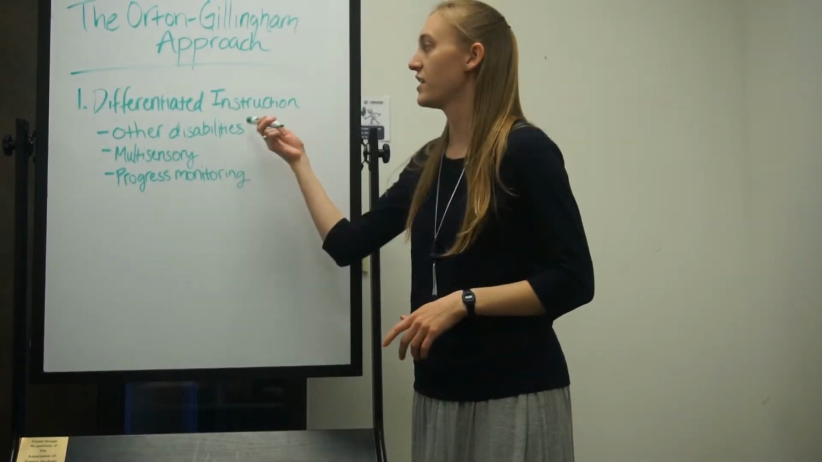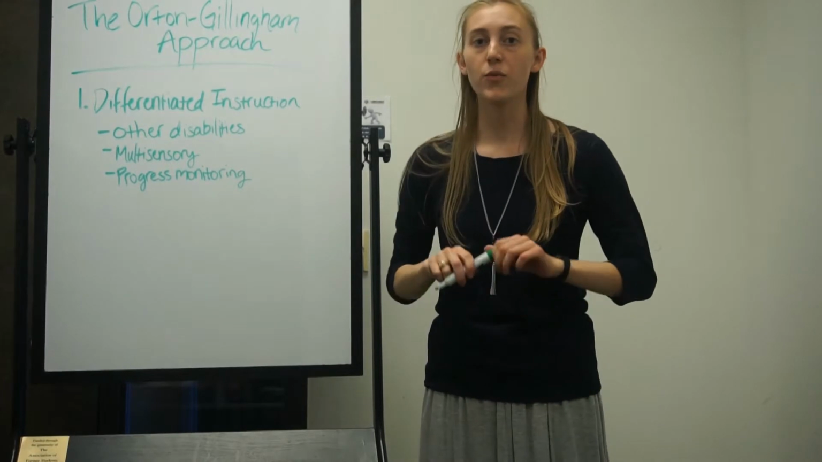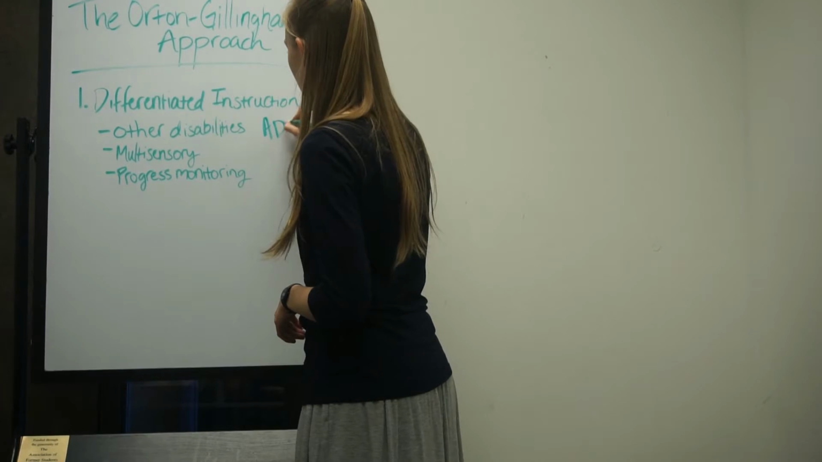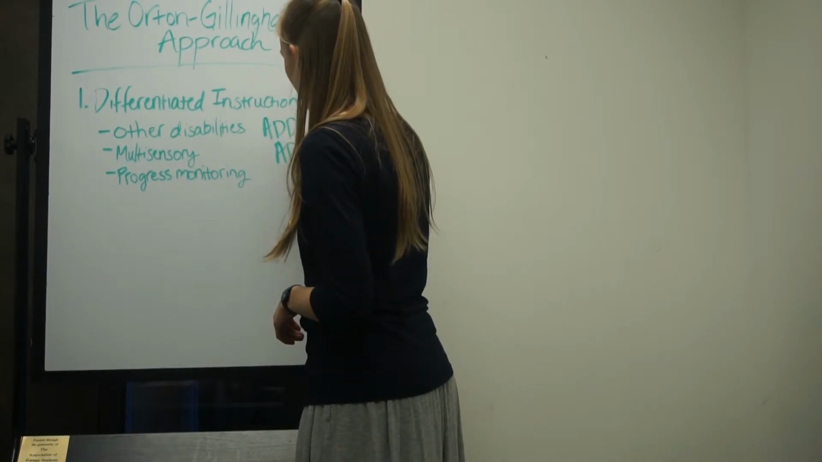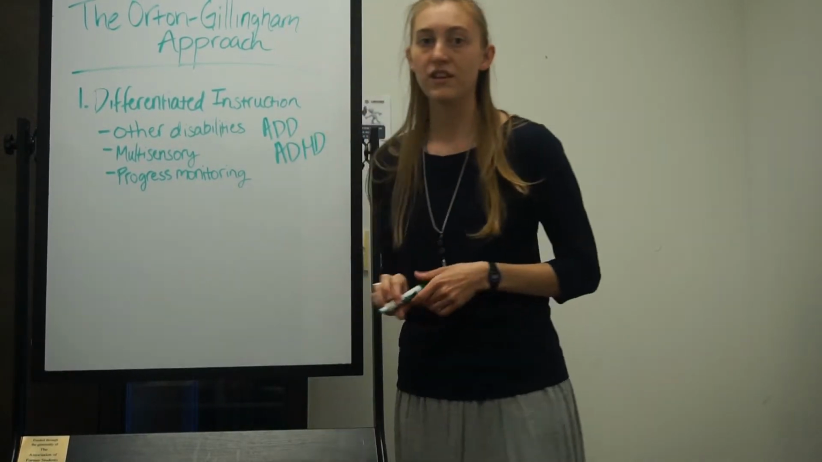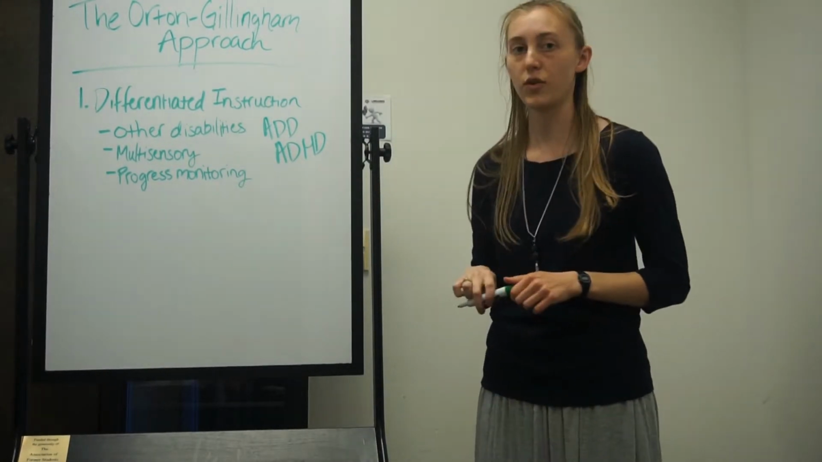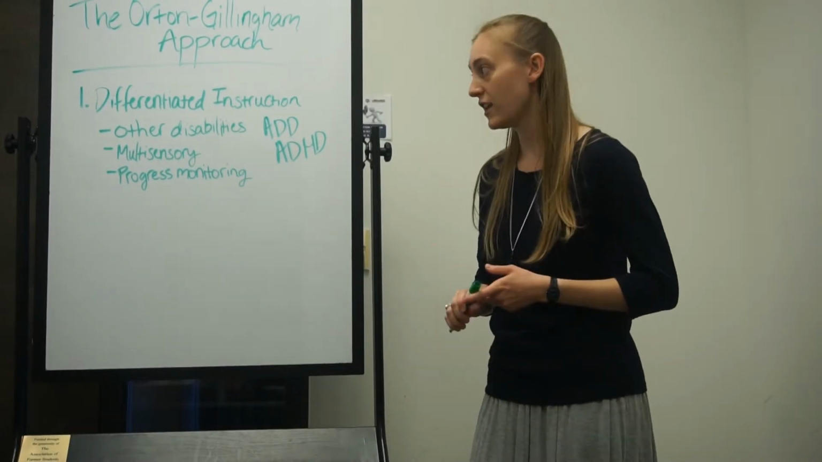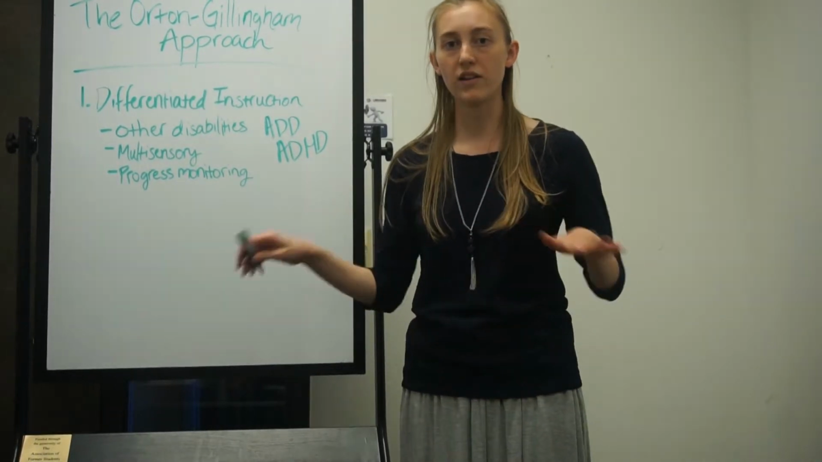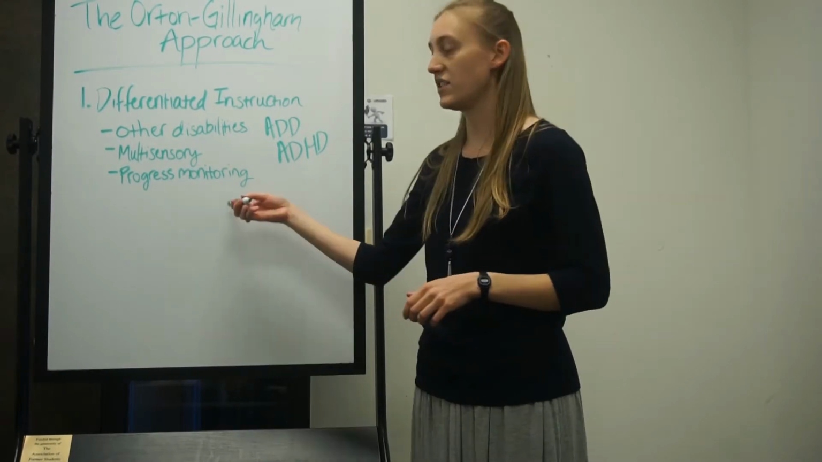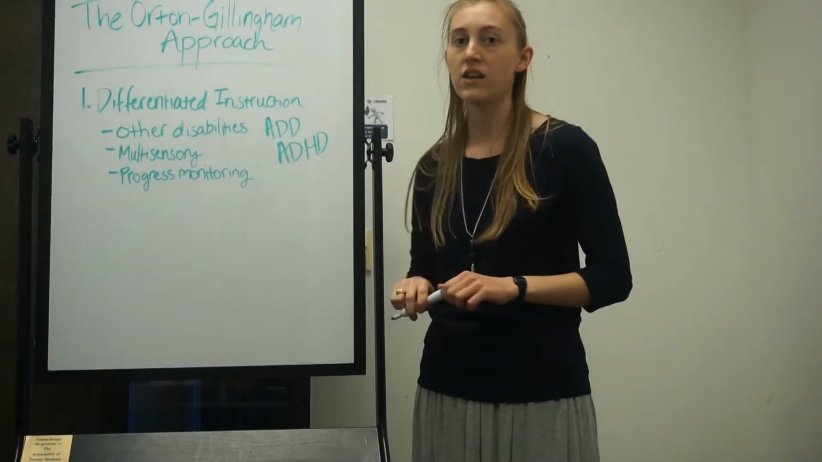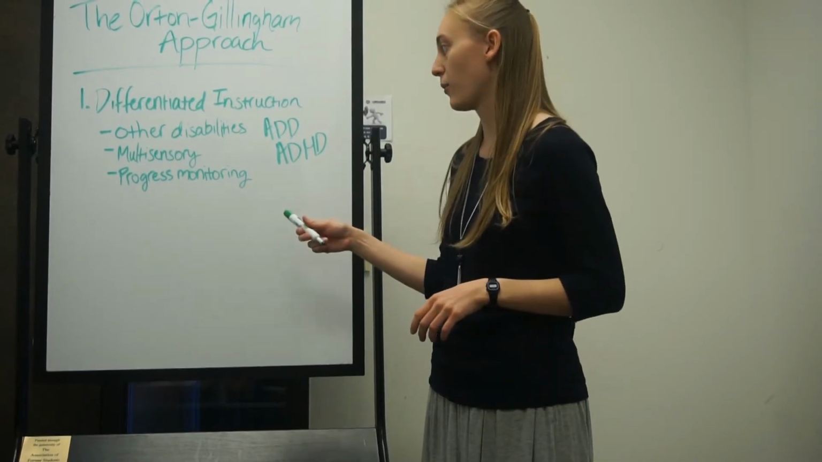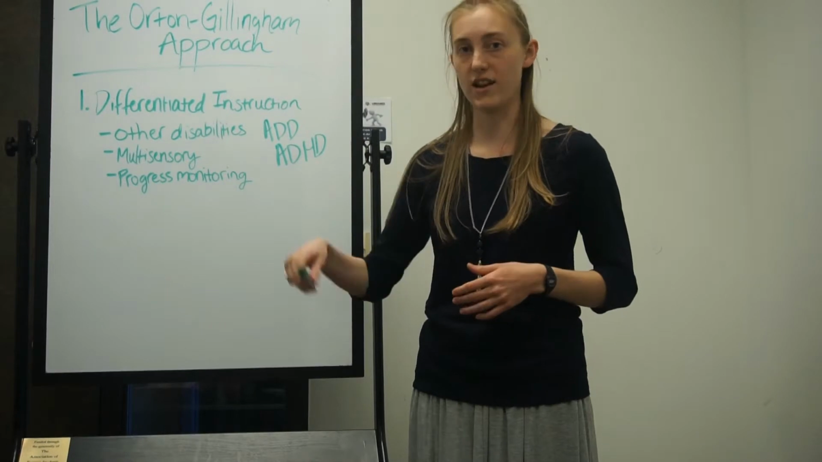So the first is differentiated instruction. So many students with dyslexia have other disabilities such as ADD or ADHD. So it's important to make sure that they have instruction focused on those disabilities as well. It's also multisensory, so it focuses on feeling, seeing, hearing, and awareness of motion around them. And there's continuous progress monitoring so that the teacher can give the student feedback. And this can help the teacher build the next lesson.